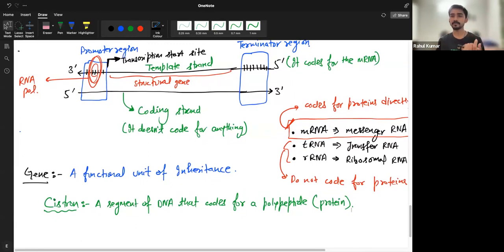And cistron is also a type of structural gene, but not all genes are cistrons. And if you are transcribing something which is not a cistron, then you will not make an mRNA, you will make a tRNA or a rRNA. Is that clear? People, is that clear? Yes, sir.